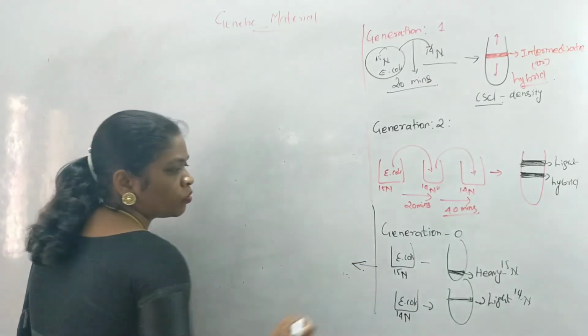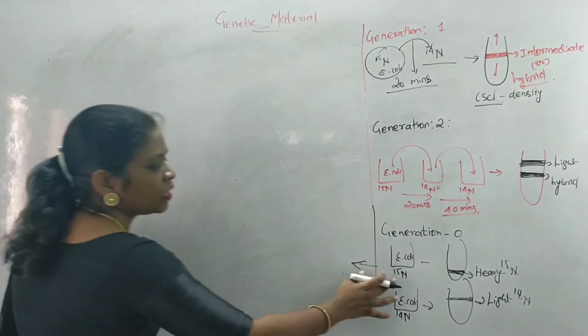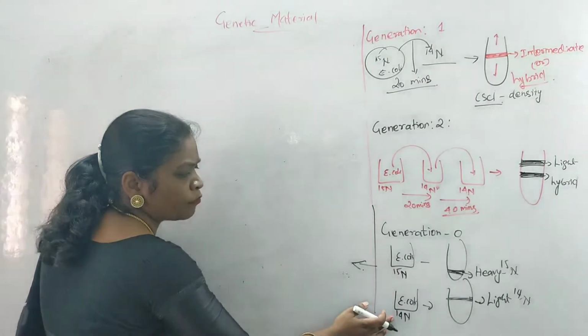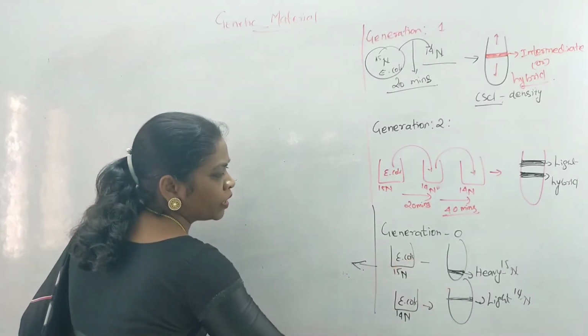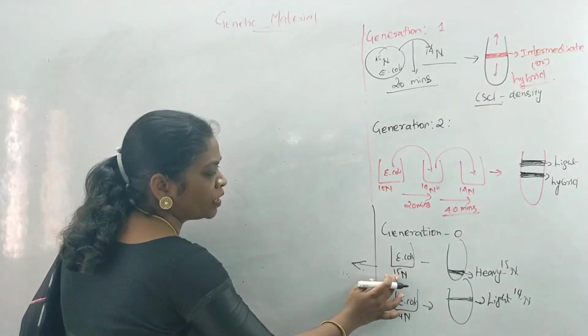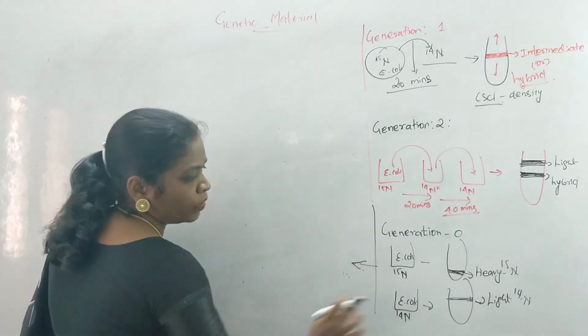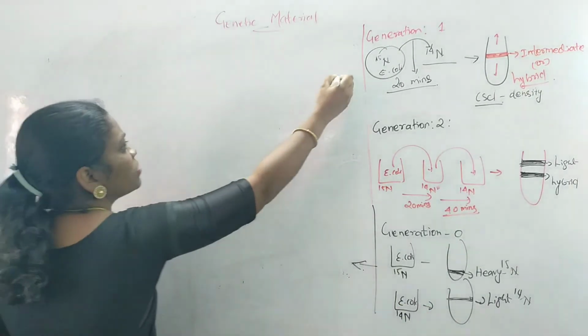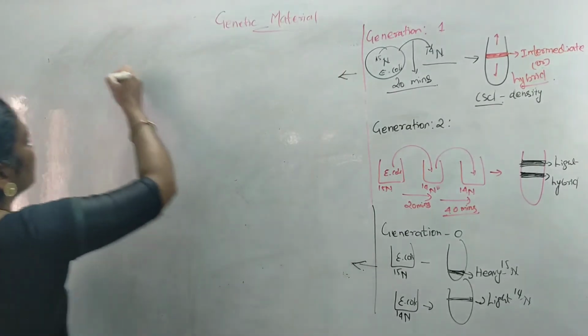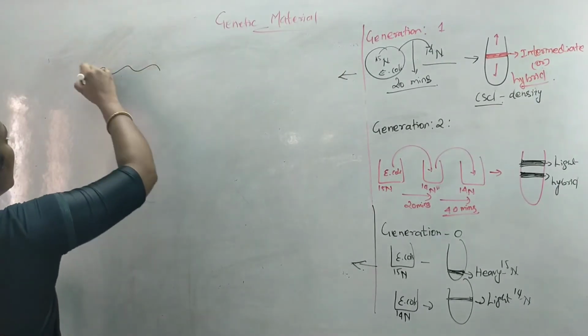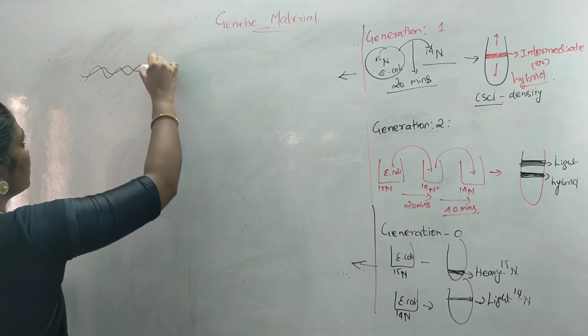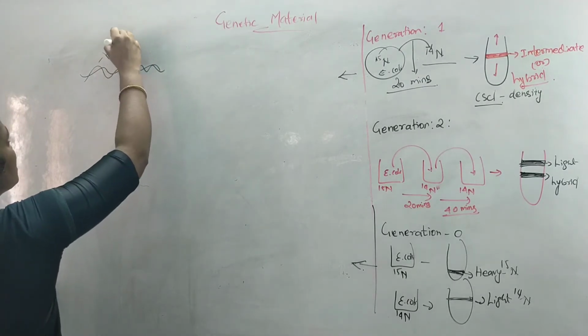In generation 0, what has happened? We have cultured E. coli in N15 medium and separated in N14 medium. We made them go for centrifugation, where we got a heavy band for the N15 group of E. coli and a light band for the N14 group of E. coli. When you take generation 1, it is the parental strand.